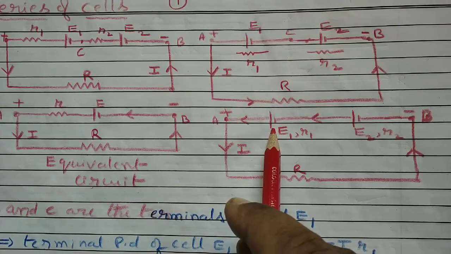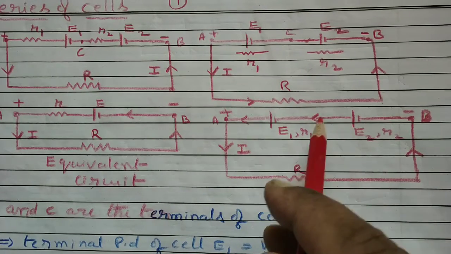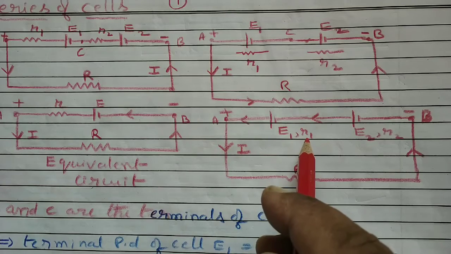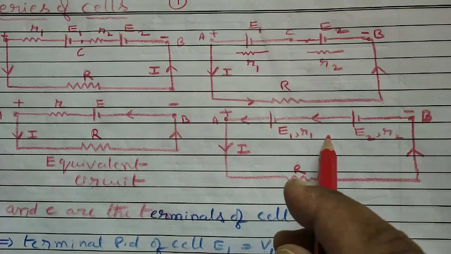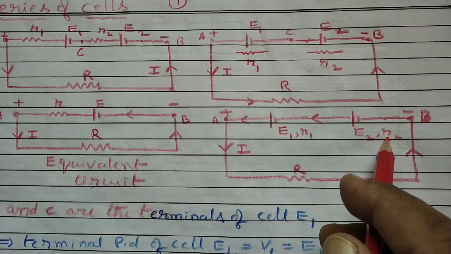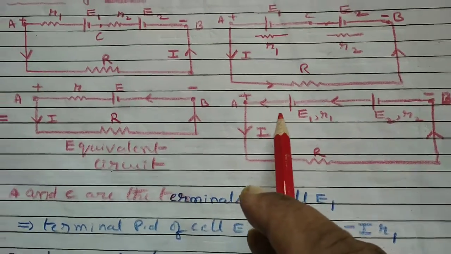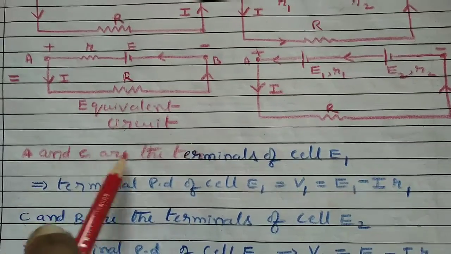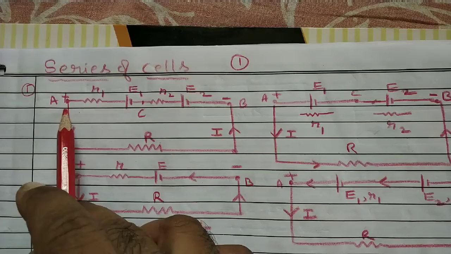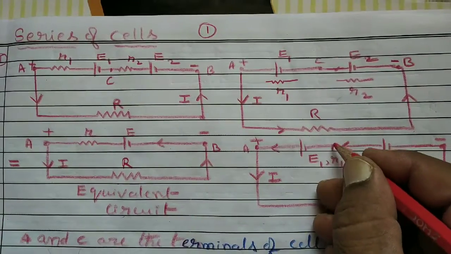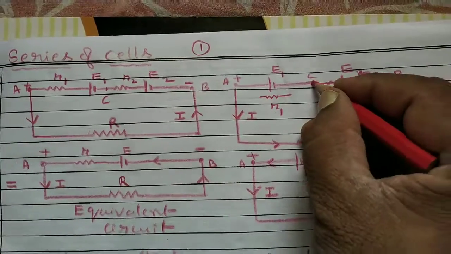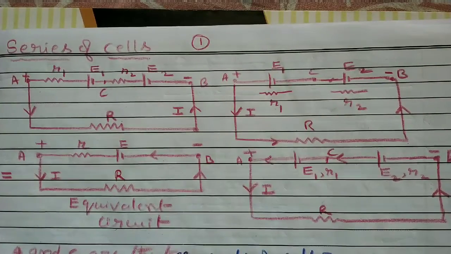Here cell we are showing and here also cell we are showing, but internal resistance we are not showing, but we are mentioning here R1 and R2. R1 is its internal resistance, R2 is its internal resistance. Now, next, A and C are the terminals of cell E1. See, between A and C, cell E1 is present. This is C, and here also C.